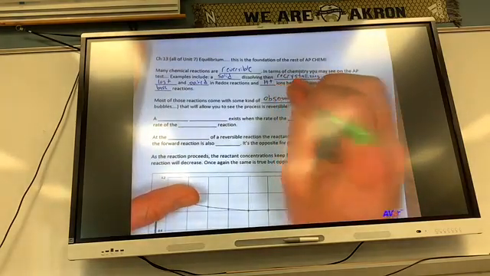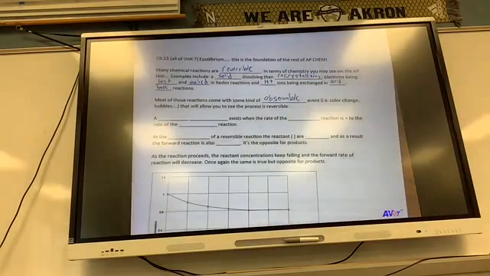Some kind of observable event. So, a color change, a flash of light, heat. Well, I guess you can't observe heat. You can feel it. Yeah, I guess it's observable. Bubbles. That will allow you to see that the process is reversible.